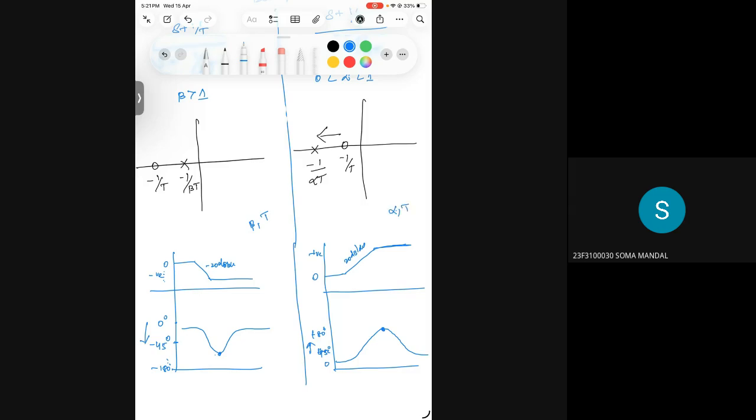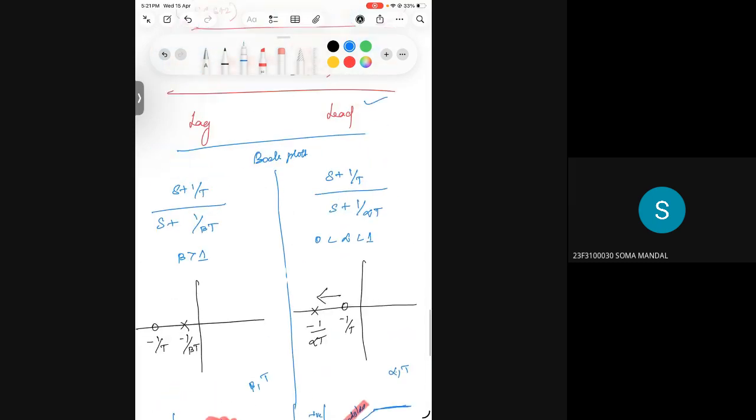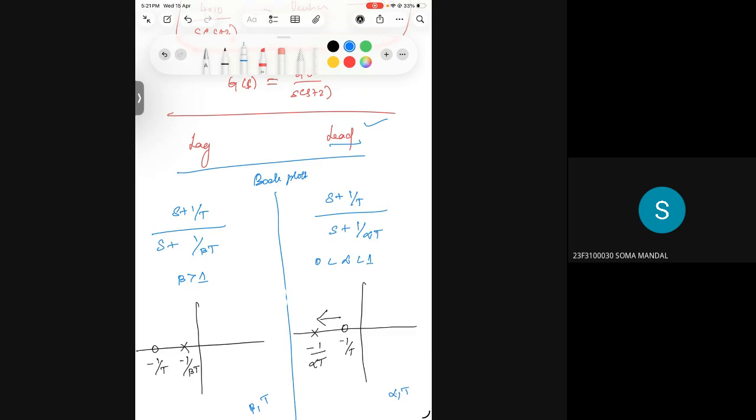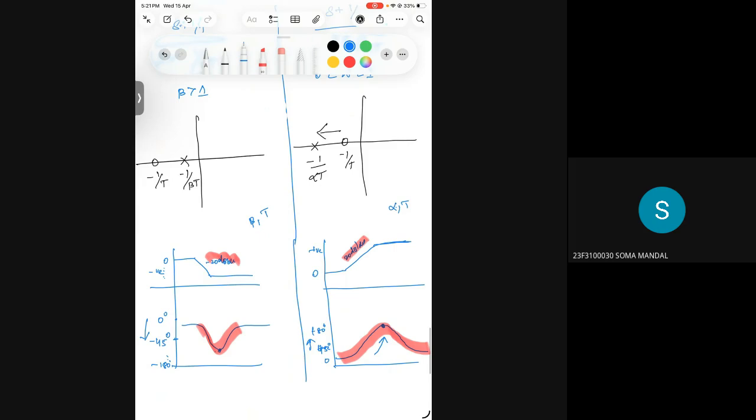So if you see, the lag compensator has a negative slope while the lead compensator has a positive slope. Lag has a negative dip in phase, lead has a positive up phase. Here, this is improving your phase, that's why we call it lead. It is leading, it is increasing. Wherever you want to improve your phase margin, you use this type of compensator. As it is increasing the phase, we call it lead.